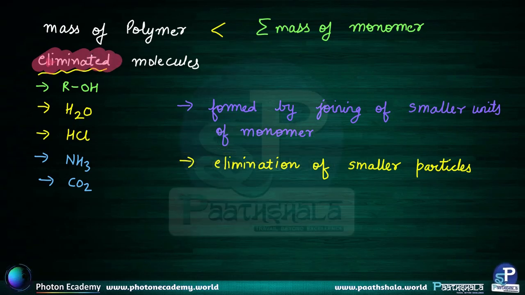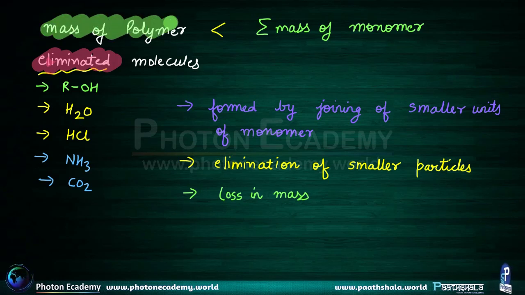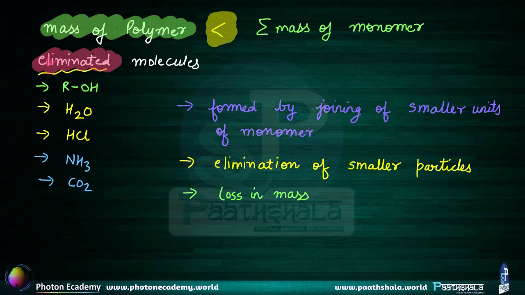So this is how condensation polymers are formed, and here we have already seen that in addition polymers, there was no loss in mass, and here loss in mass is occurring. So there is loss in mass, as we've already seen that the mass of the polymer over here is less than the mass of the monomers. So we have to keep these certain points in mind when we form the condensation polymers. Now, similar to nylon 610 that we discussed, we have nylon 66, which we have already seen, and these are some of the condensation polymers.